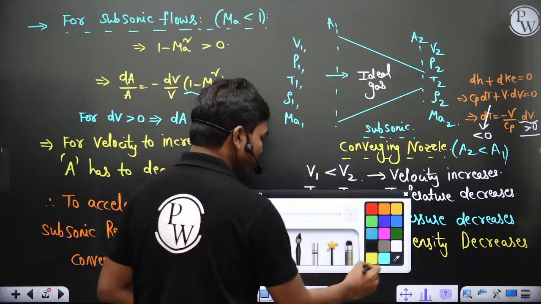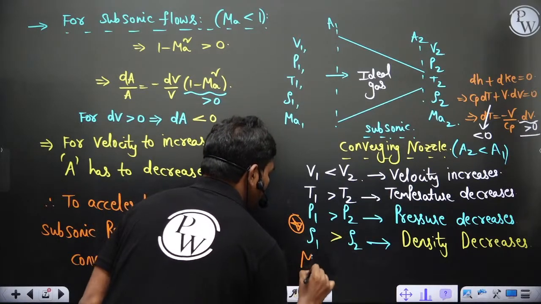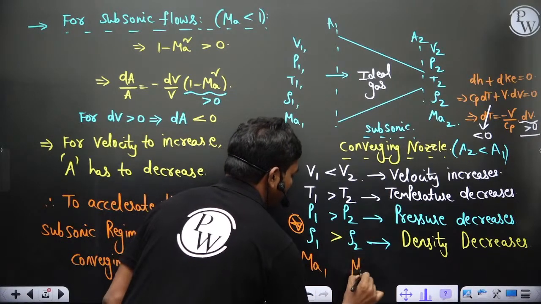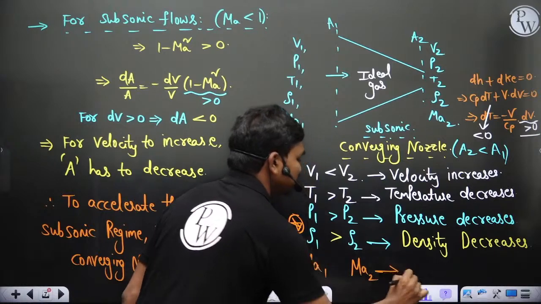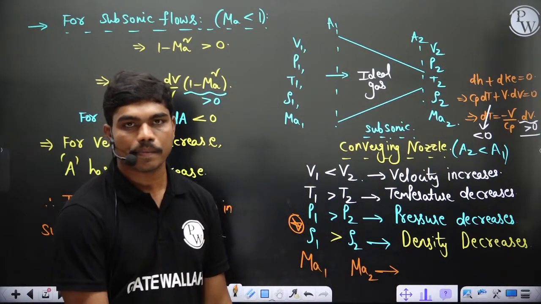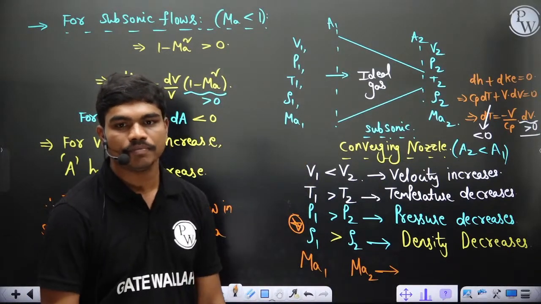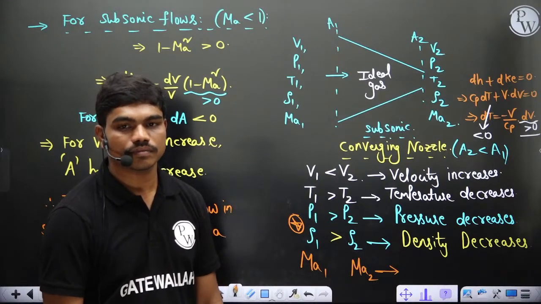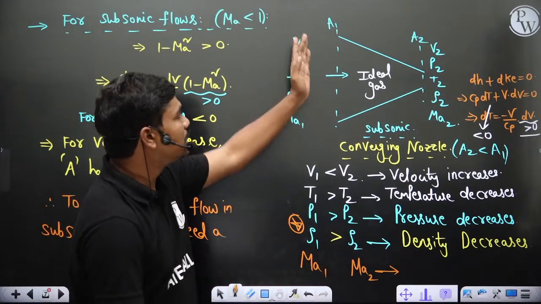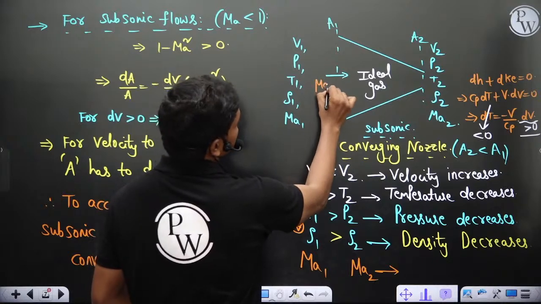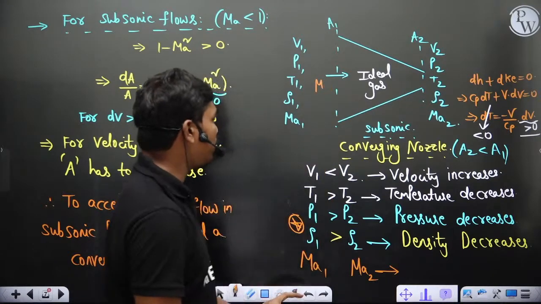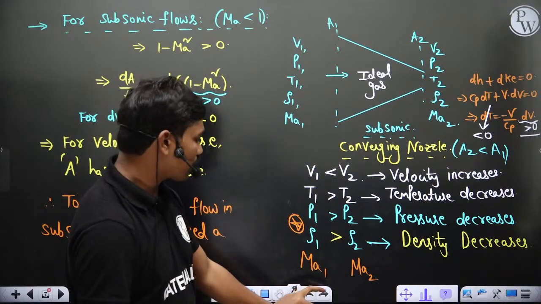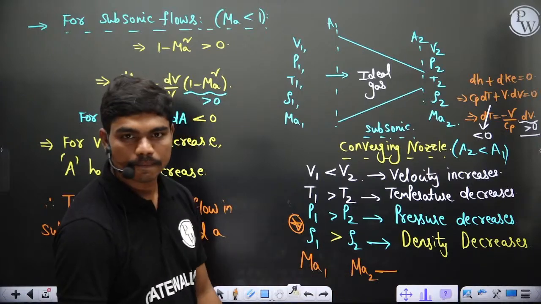And Mach numbers, can anyone tell me what happens to Mach numbers? Mach 1 and Mach 2 normally in this case. Come on, decide and tell me what happens to your Mach number. Mach number 1 and Mach number 2 means at the inlet, this is the Mach number 1. Of course, I have written already MA1 and MA2. So can someone talk about what happens to this?